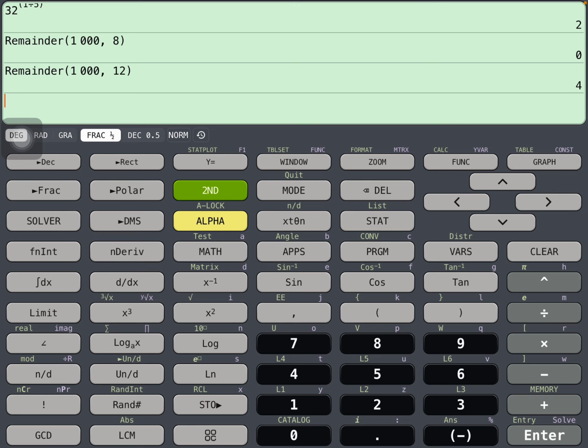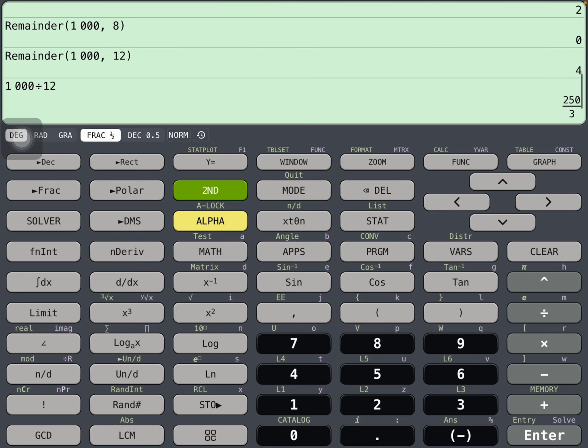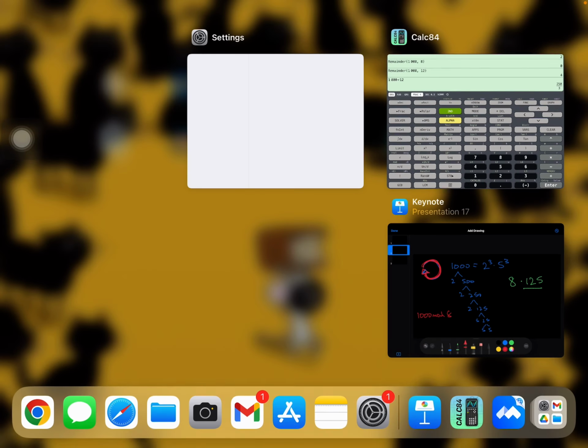It doesn't tell us what the outcome is, like how many times does 12 go into 1,000? Well, we'll have to do that separately. 83 times, and then that mod function is going to give us only the leftover. How many are left over?